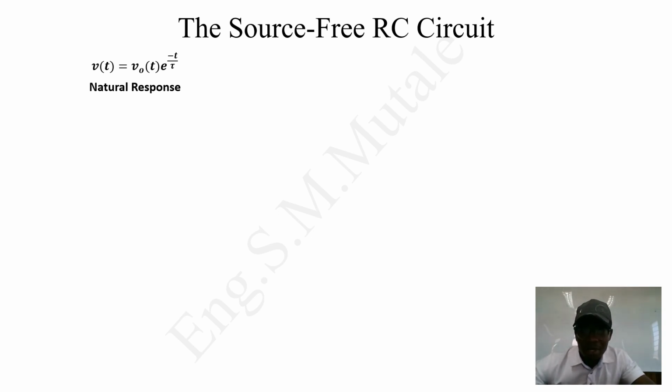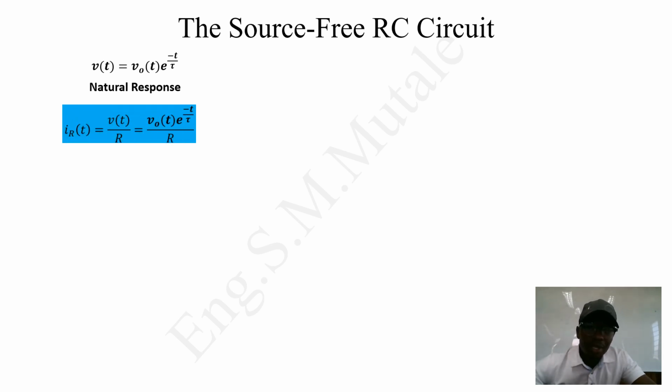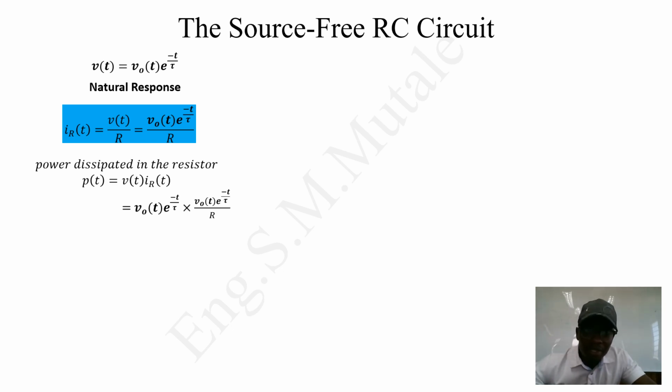So I would recommend you to watch the previous video where I gave an introduction on the source-free RC circuit, and in that lecture I was able to derive the natural response of the voltage. So in this one I'm going to continue deriving some equations. We'll derive an equation for the current passing through a resistor, which is basically the voltage drop across that resistor divided by the resistance itself, which will basically be this.